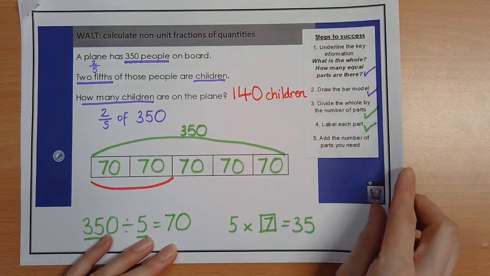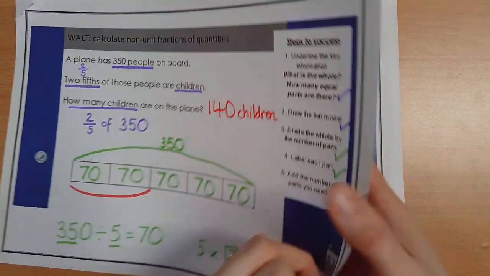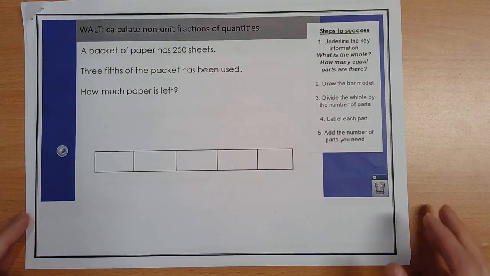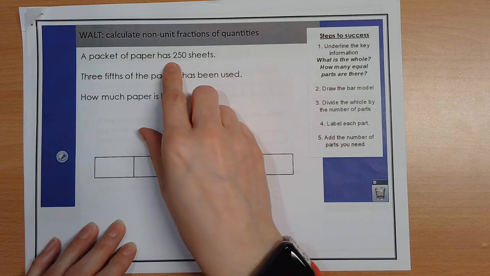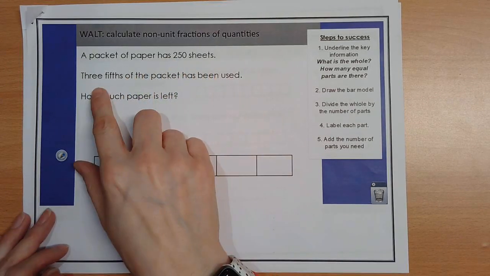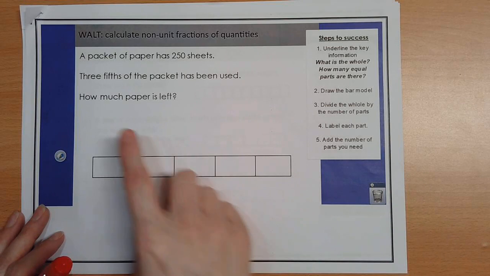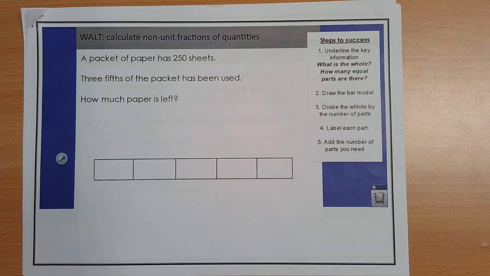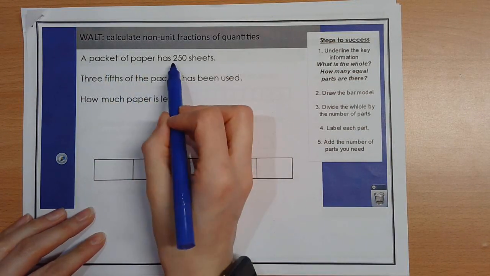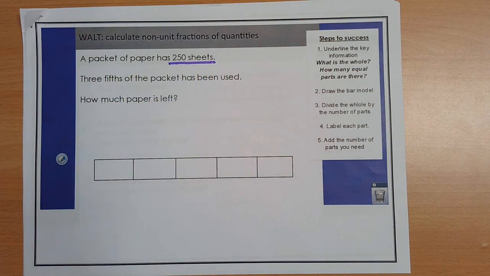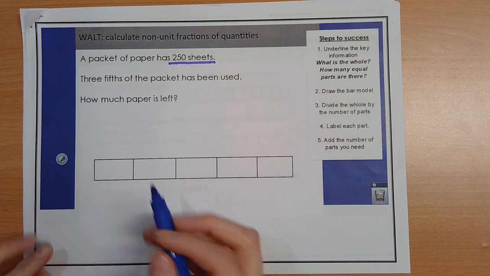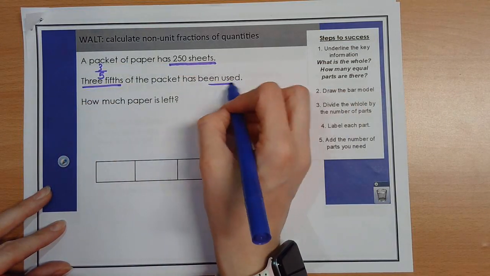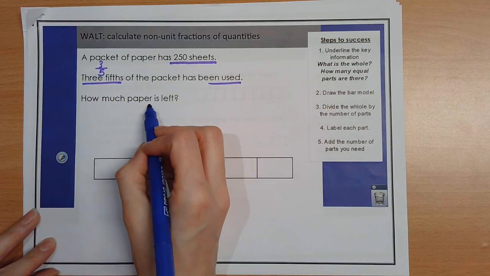Okay, we're going to look at one more example together before you have a go on your own. Okay, a packet of paper has 250 sheets. 3/5 of the packet has been used. How much paper is left? So let's start by underlining our key information. So the packet of paper has 250 sheets, so that must be how many are in the sheet to begin with in total. 3/5 of the packet have been used. How much paper is left?